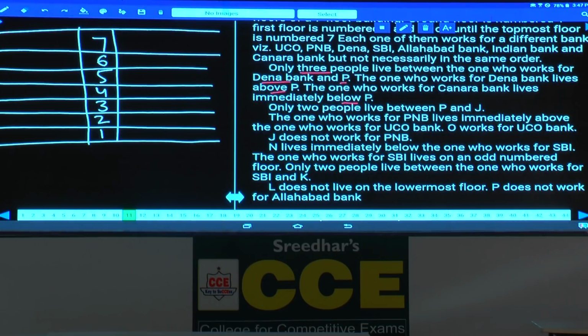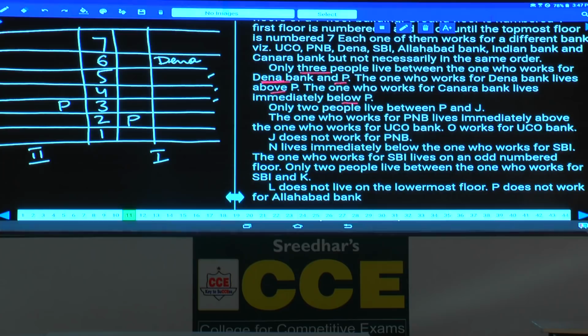P cannot be on the first floor because Canara Bank must be below this one. Hence I am taking the possibility: P can be either on the second floor or on the third floor. Because there are 3 people between Dena Bank and P, 3 people means 1, 2, 3, hence Dena Bank must be on the 6th floor. Now this is case 1.